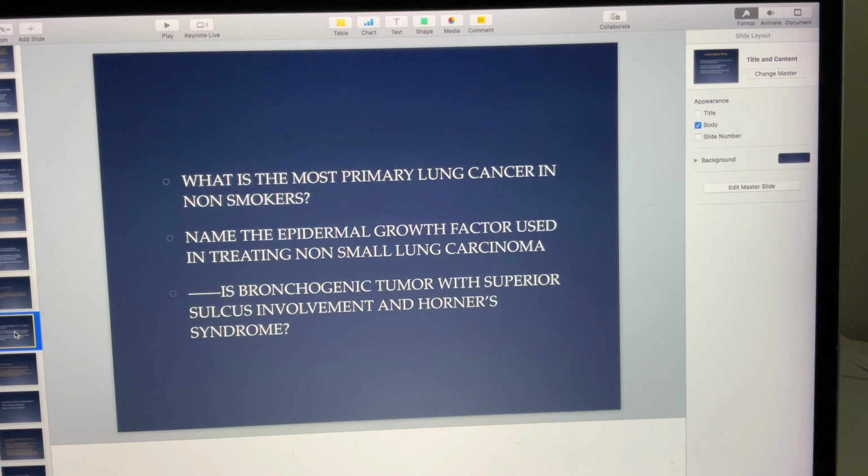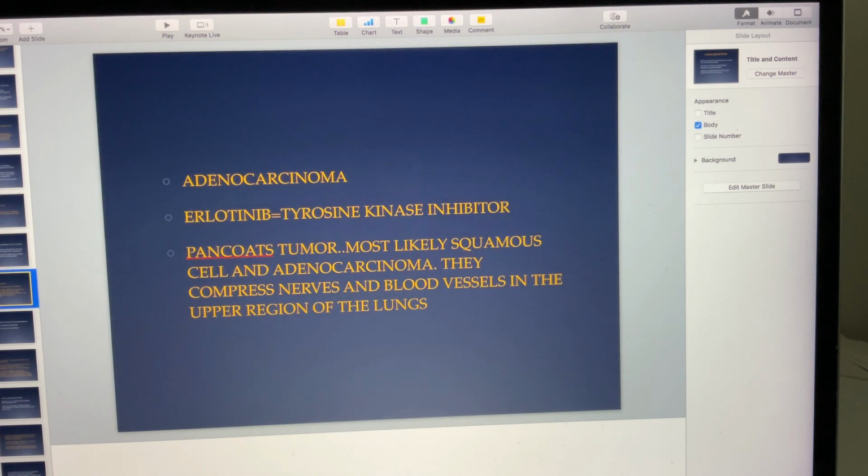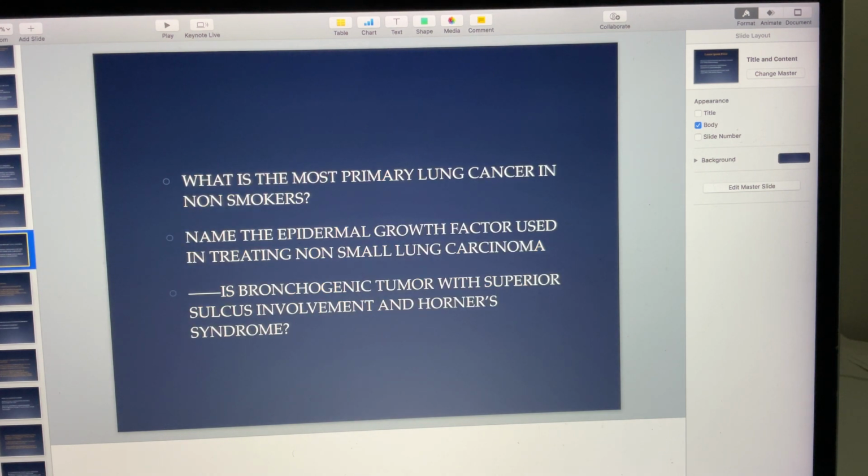All right, next question. What is the most common primary lung cancer in non-smokers? And name the epidermal growth factor used in treating non-small cell lung carcinoma. And what is a bronchogenic tumor with superior sulcus involvement and Horner syndrome? So what is the most common primary lung cancer in non-smokers? That is adenocarcinoma. And question number 2, name the epidermal growth factor used in treating non-small cell lung carcinoma.